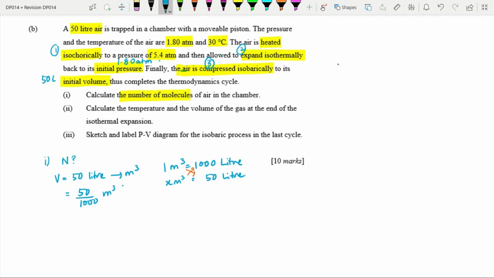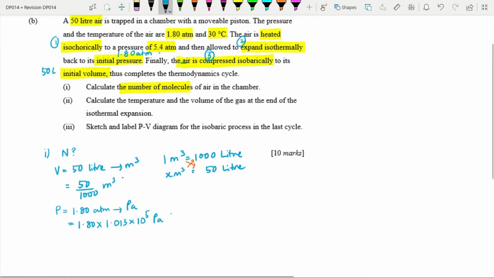Then we are also given the initial pressure, which is 1.80 atm, convert to Pascal: 1.8 times 1.013 times 10 to the power of 5 Pascal. You can get the value of 1 atm in the list of constants. Alright, and lastly we have the temperature 30 degrees Celsius, so you can convert to Kelvin.